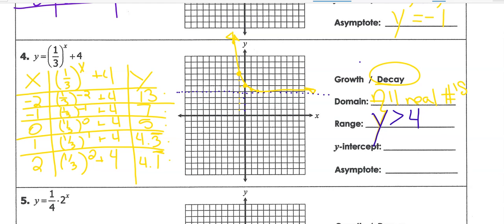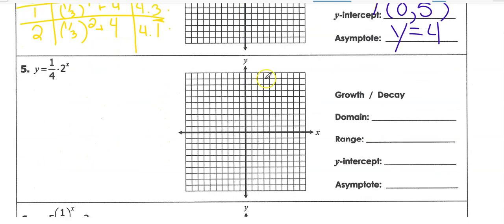What is our y-intercept? Wherever it does touch the y-axis. That's right here at 5. And then our asymptote is this little dotted line I made. The asymptote is always a y-line, and it's where y is equal to positive 4. All right, so those are 4 examples.